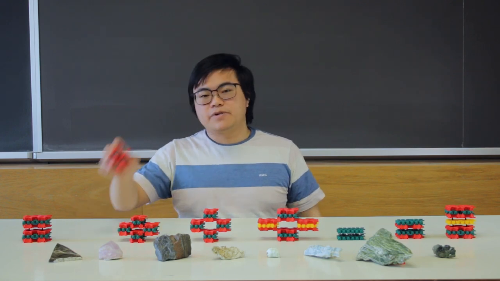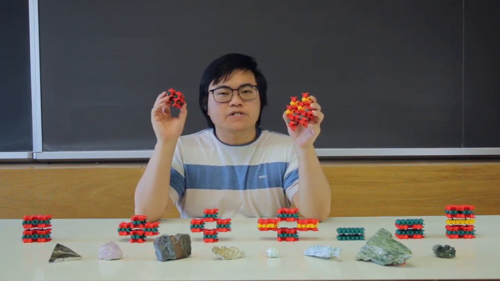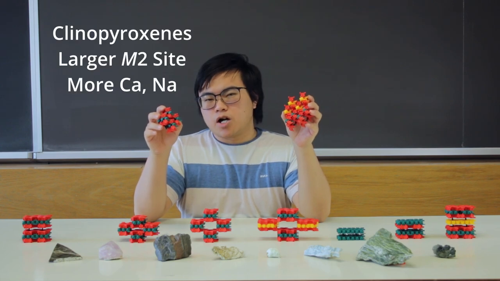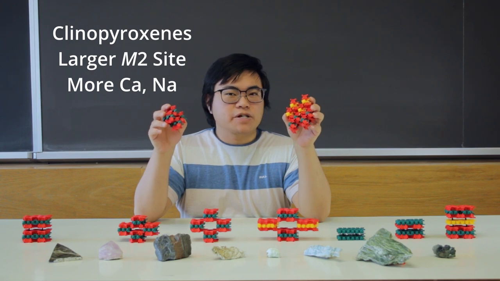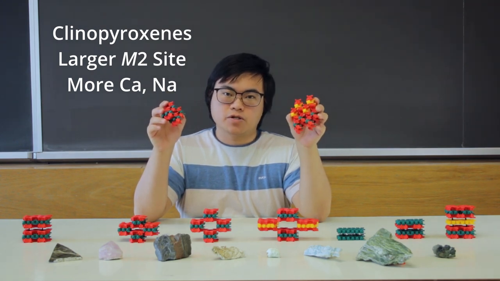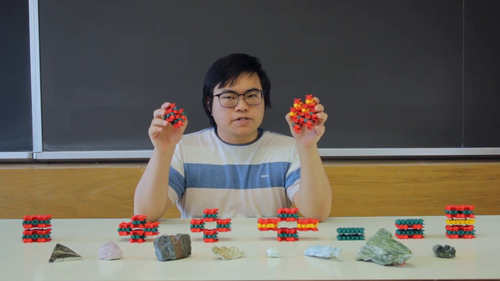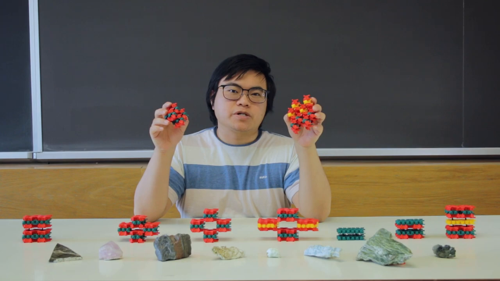Differentiating between clinopyroxenes and orthopyroxenes is important because the M2 site in clinopyroxenes is larger than the M2 site in orthopyroxenes. So the clinopyroxene structure can accommodate more calcium and sodium than the orthopyroxene structure. In other words, the polytype of pyroxene present can tell us more about the chemistry of a rock.